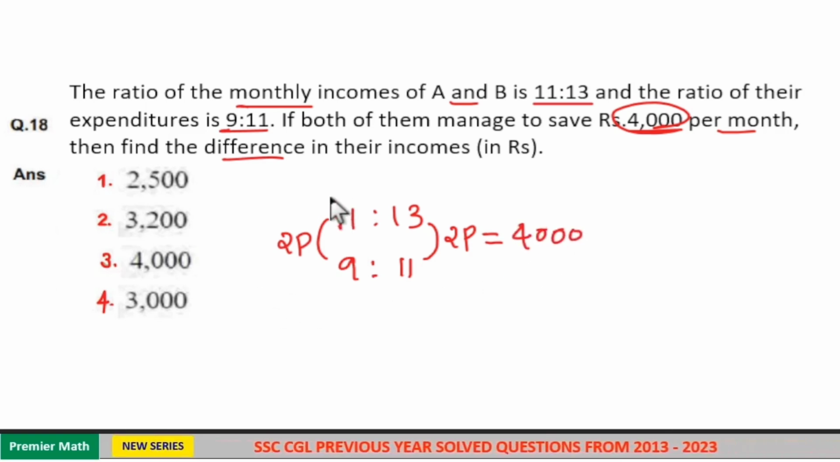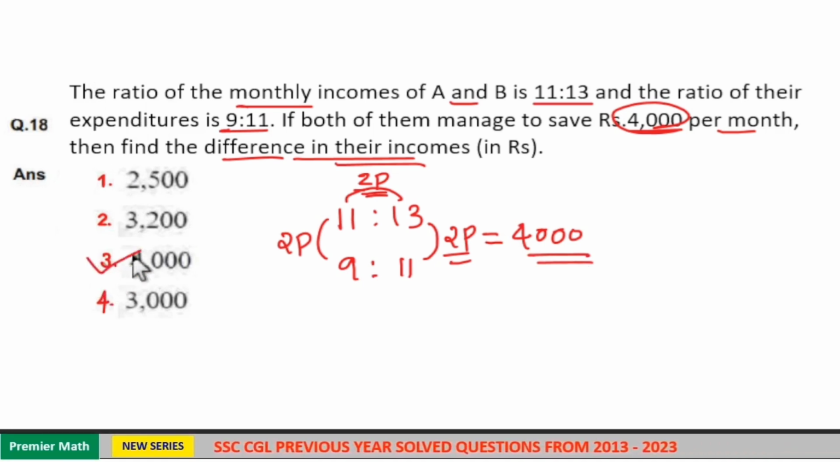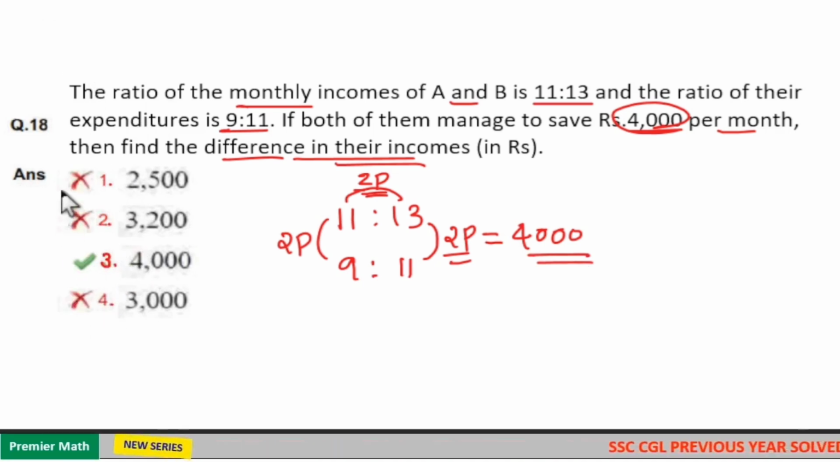And here we need the difference between their income. Difference between their income is 13 minus 11, which is 2 part. Now you can see here the difference is the same, that is 2 part, which is 4,000. So option 3 is your answer. This is the income and this is the expenditure ratio and 2 part is equal to 4,000 as well.